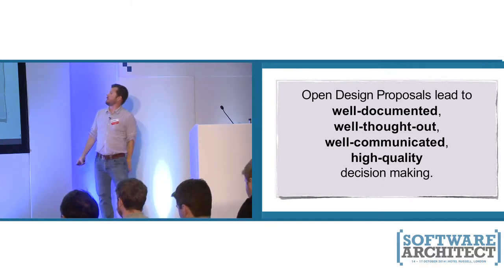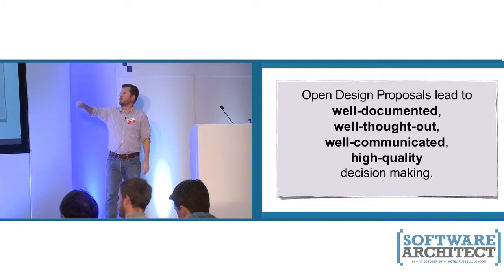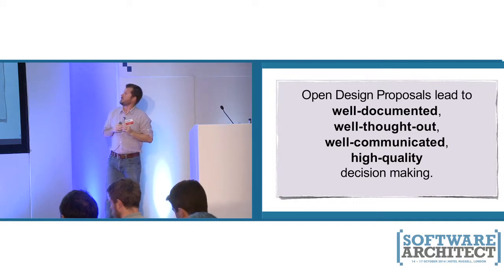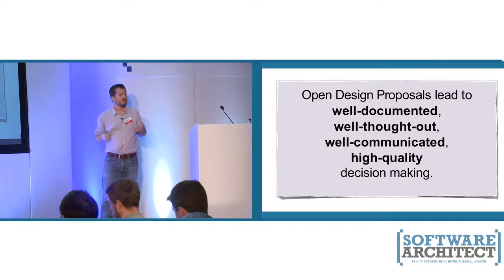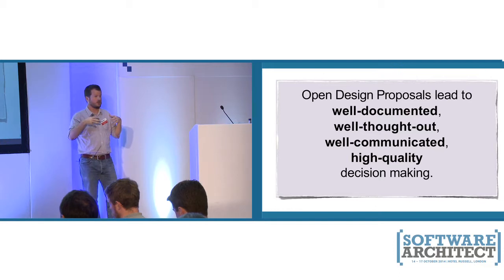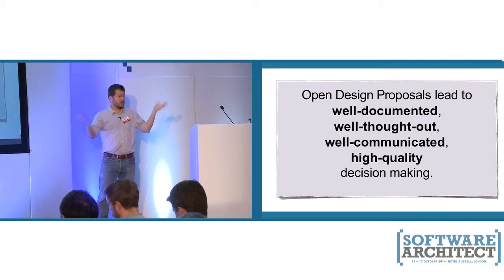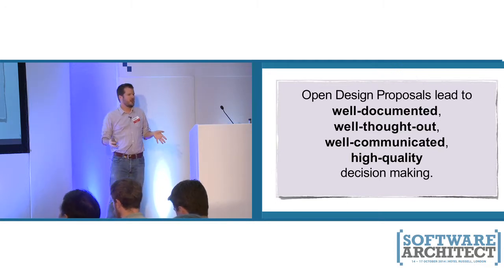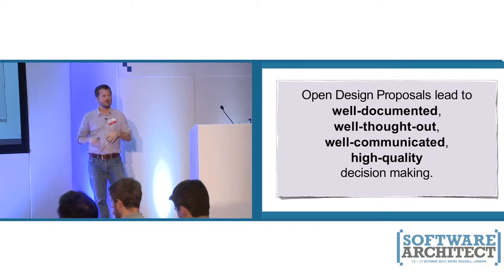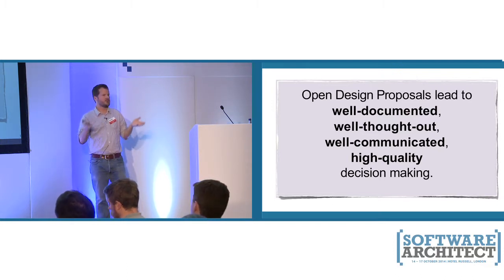Well, we've talked about this a bit, but you get well-documented, well-thought-out, well-communicated, high-quality decision-making. And this is one way of putting it all into a nutshell. So you end up with actual documents that people have looked at and people agree on the content and form of. You get well-thought-out documents because you've had input from all your stakeholders, if you've done things right. Because they're open, everybody can look at it, and everybody should be commenting on it. They're well communicated, again, because it's well documented. You've made sure that everybody understands what's in these documents. It's not just something that makes sense to the people who wrote it. It makes sense to all the people who have to react to the change you're making.